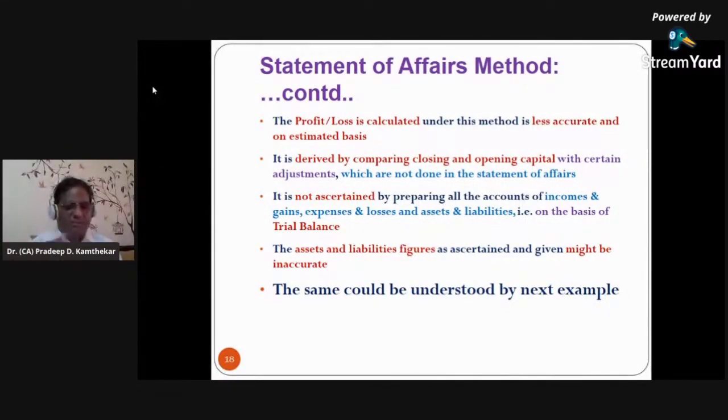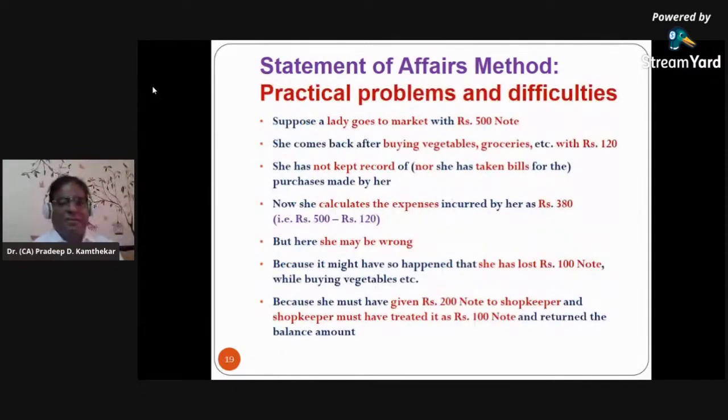Now these problems which I have actually spelled out here in this slide, let us understand from a common example. This profit or loss which we have seen in the earlier slides might be correct or it might not be correct. Why? Because that is on estimated basis. That is not perfect. That is on approximate basis. For example, let us take this case that a lady goes to a market with a 500 rupees note. She has bought certain vegetables and groceries, etc. And when she comes back, she is having only 120 in her pocket.